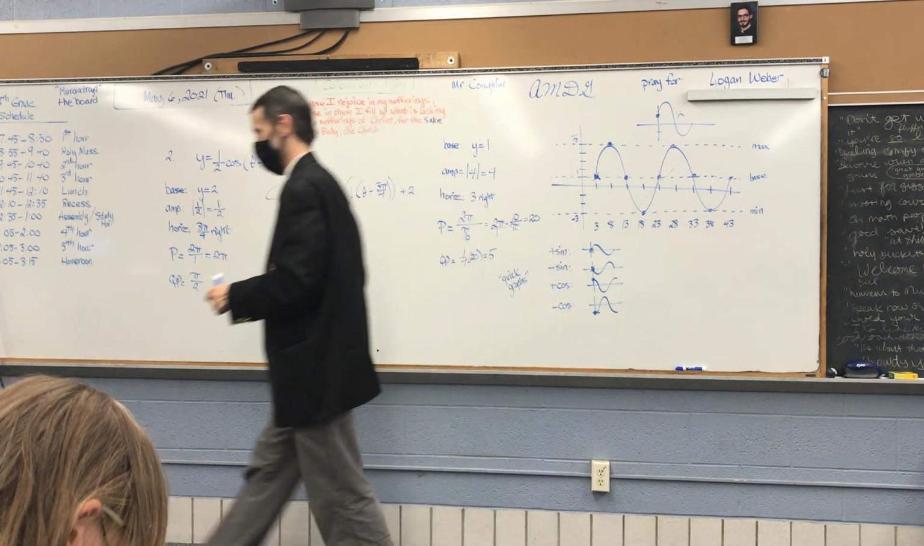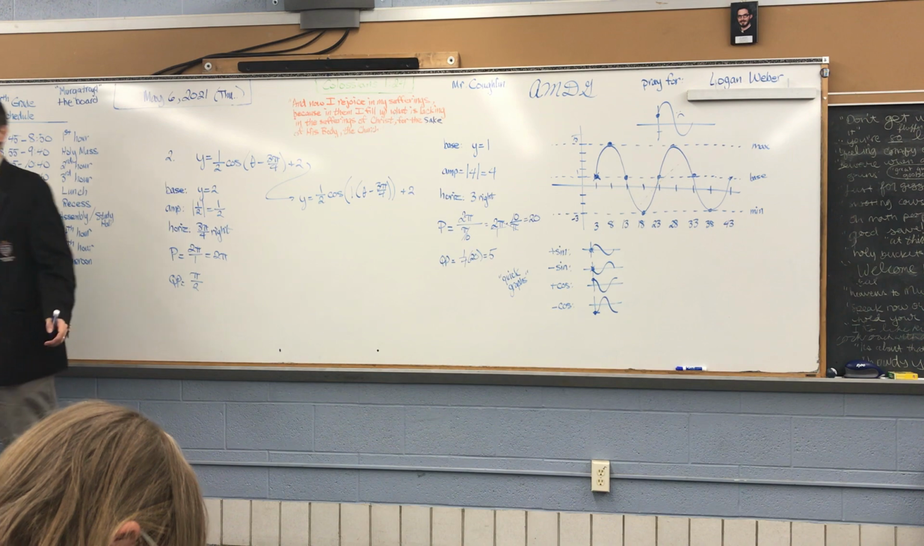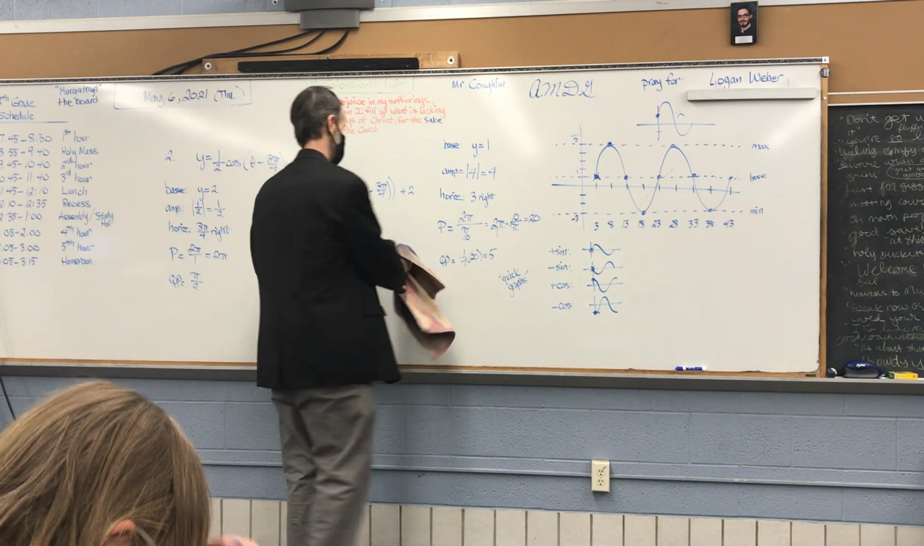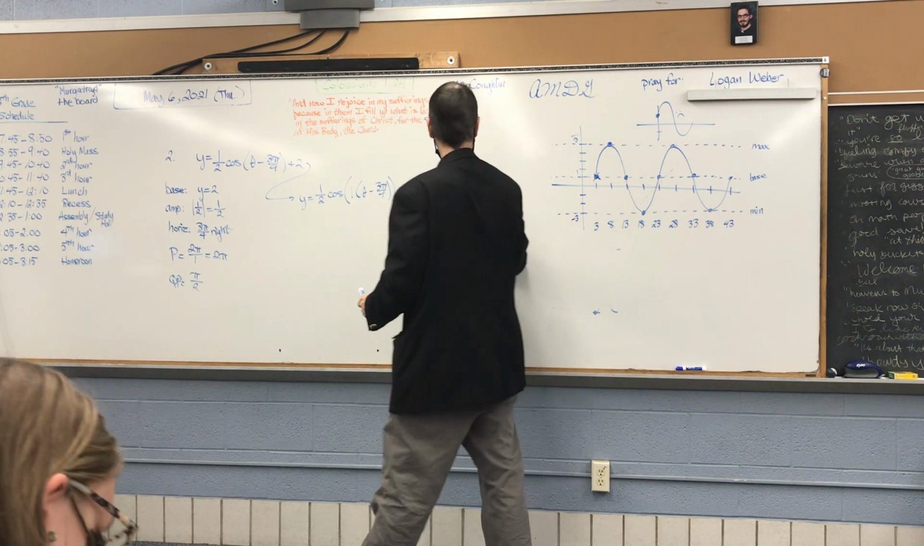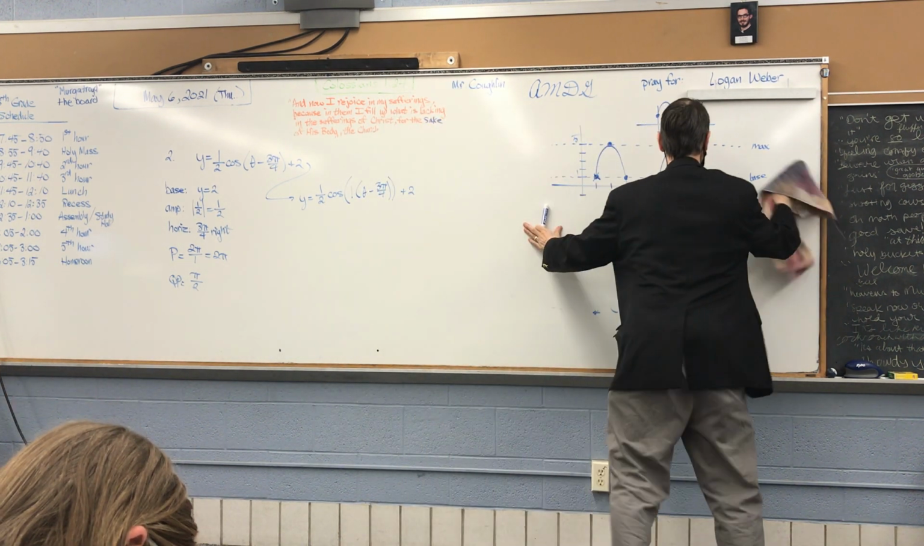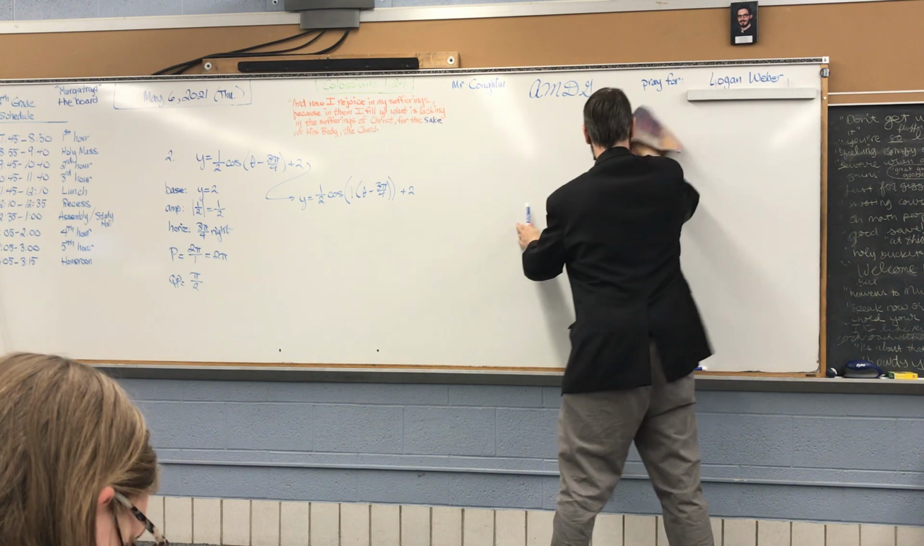Alright, let's graph this thing. What do you graph first? The baseline. The baseline, correct. Where is it? 2. The baseline is a 2. Positive 2, correct.